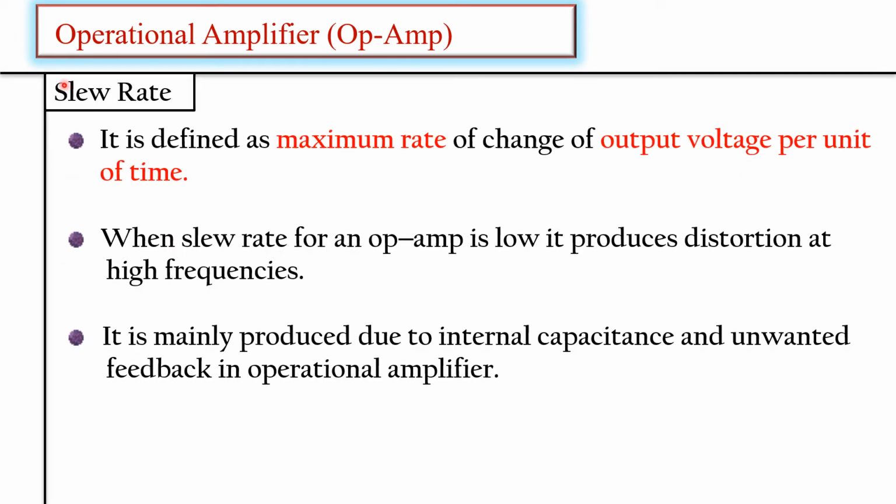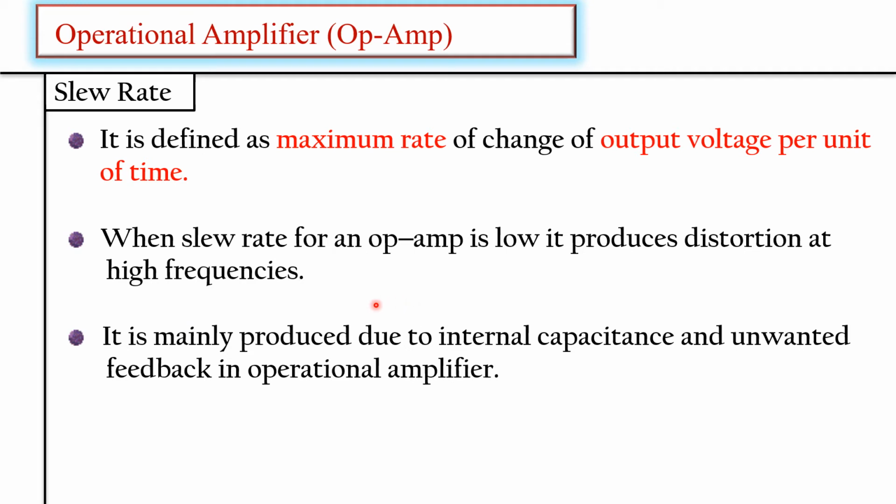So the next parameter is slew rate. The slew rate of an op amp can be defined as the maximum rate of change of the output voltage per unit time, right? Or in other words, how fast the op amp is able to respond. We have seen in the characteristics of the op amp that the slew rate should be infinite. When the slew rate of the op amp is low, it produces distortion at higher frequency.